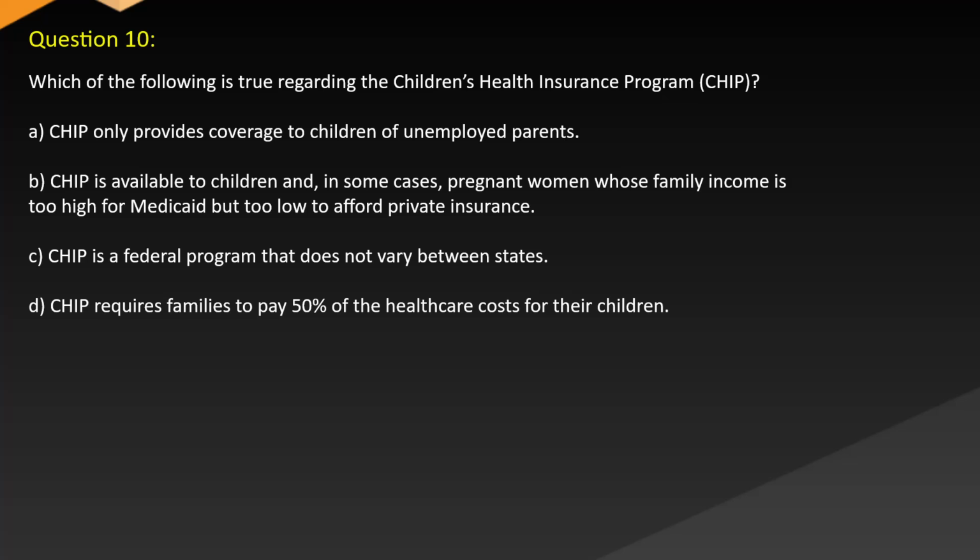CHIP. A. CHIP only provides coverage to children of unemployed parents. B. CHIP is available to children and, in some cases, pregnant women whose family income is too high for Medicaid but too low to afford private insurance. C. CHIP is a federal program that does not vary between states. D. CHIP requires families to pay 50% of the healthcare costs for their children.